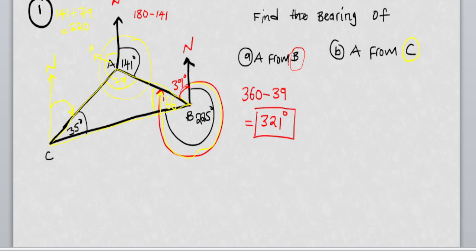So 140 here. If this is 140, automatically this becomes 40 degrees, because these two should add up to 180. Then what I'm going to do now is to write this one as a three-figure bearing. We just say 0, 4, 0, like that. So like that, it is written as a three-figure bearing.